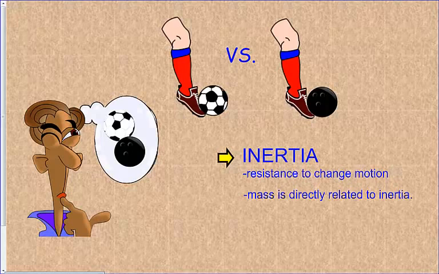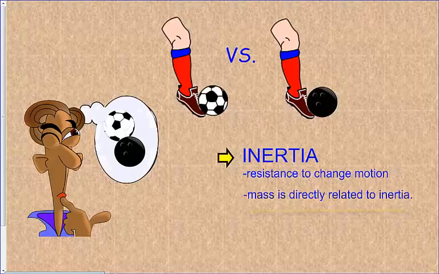You are sitting in your chair right now watching this video. You do not want to change your motion. Therefore, you have enough inertia to keep you where you are, so that the wind is not blowing you over. Inertia is directly related to mass. So the larger the mass, the larger the inertia.